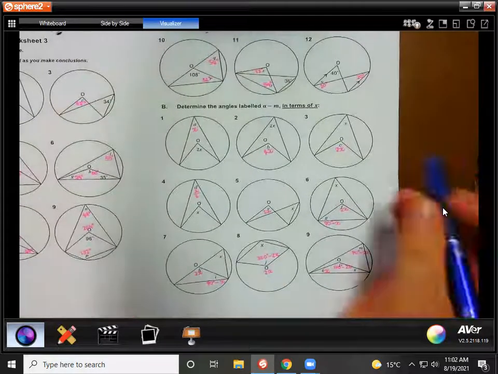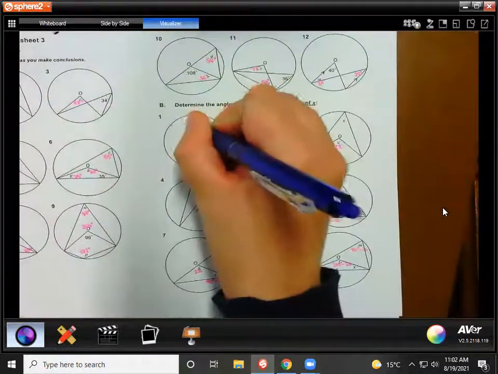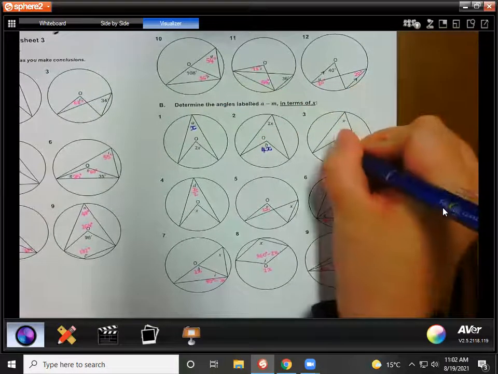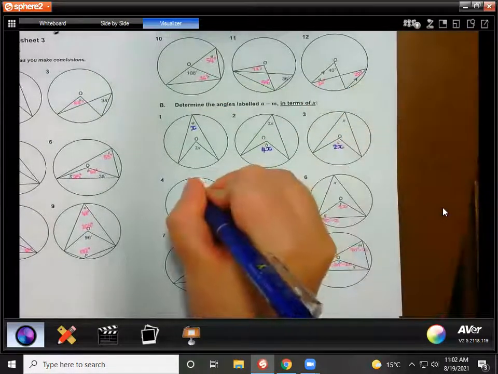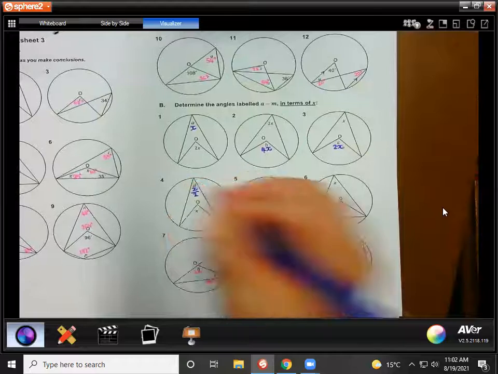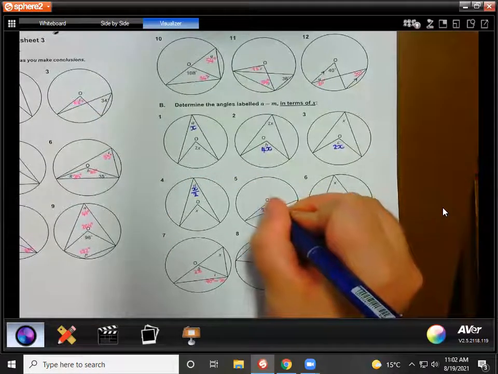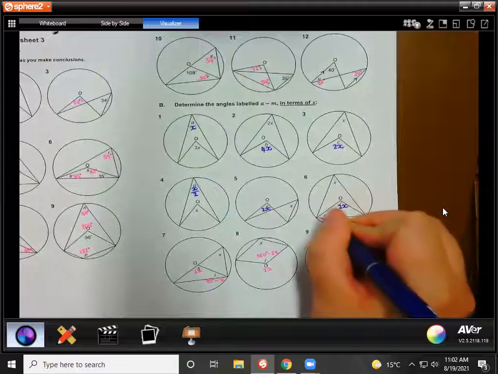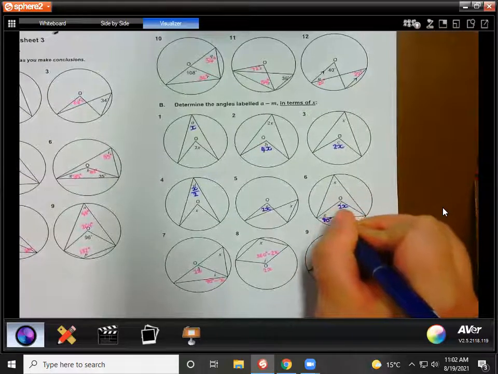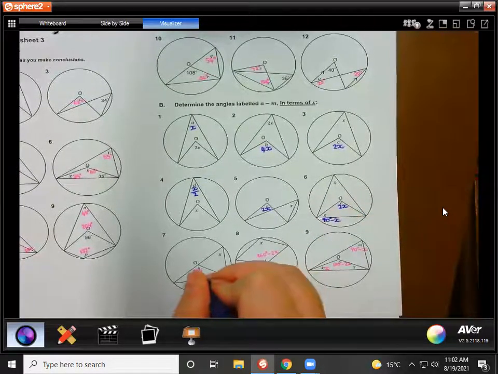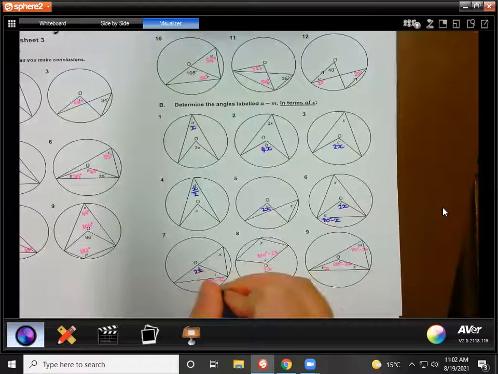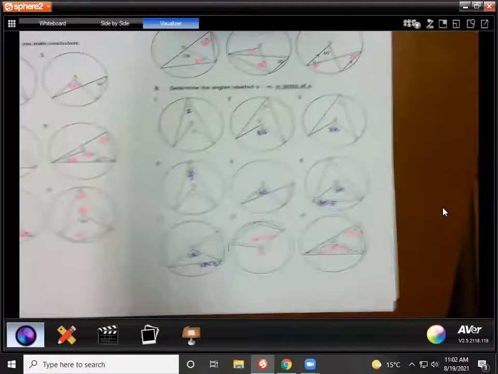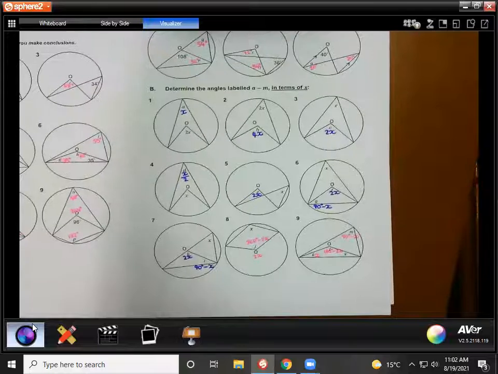This is all in pink. I'm just going to actually go over it in blue, if you can see it better. And let me zoom in as well.